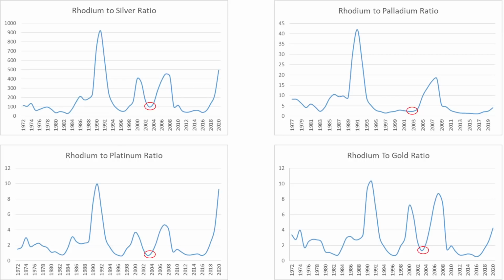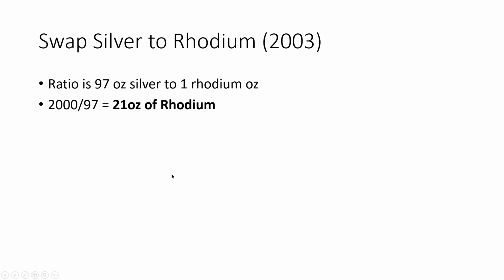Now, this is about a 100-to-1 ratio, maybe 90. I think it's 97 is the actual ratio here. So we swap our silver to rhodium. The ratio is 97 ounces of silver to 1 ounce of rhodium. So we have 2,000 ounces of silver. We divide it by 97, we have 21 ounces of rhodium roughly. So we own rhodium in 2003.